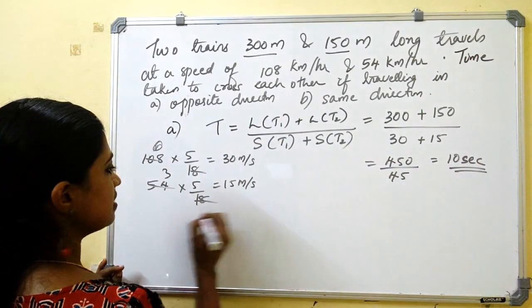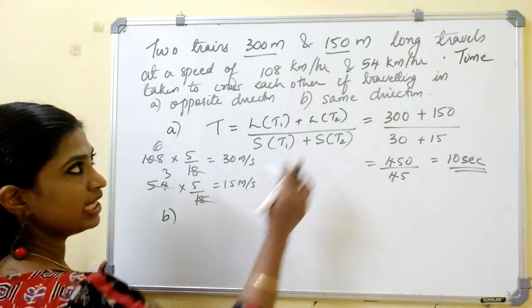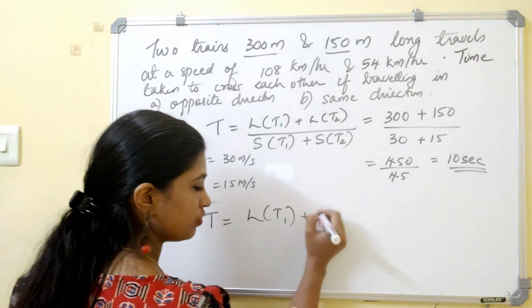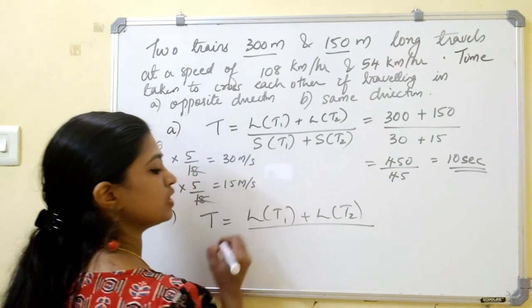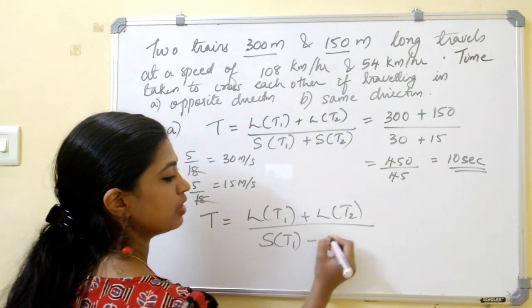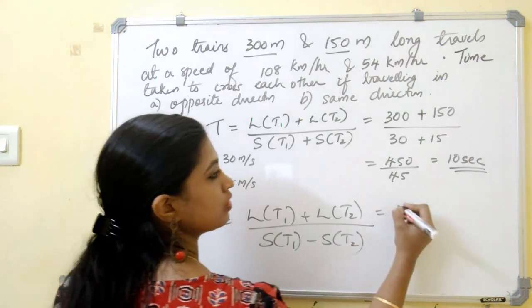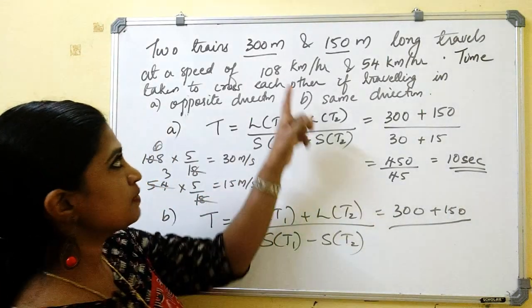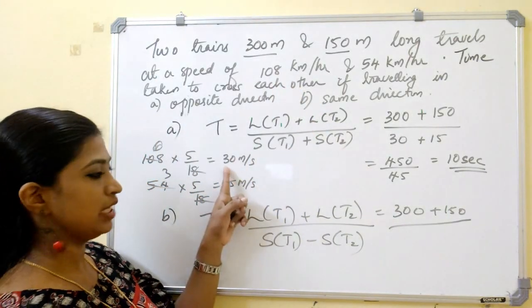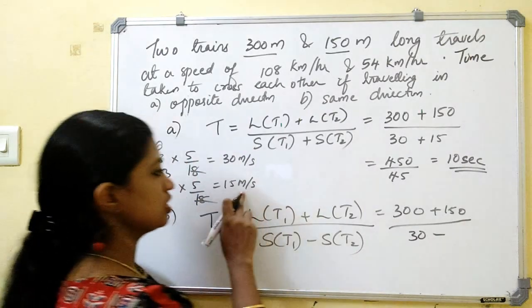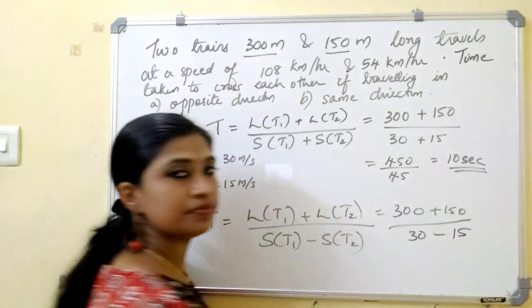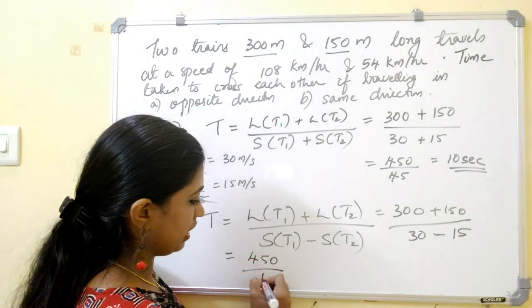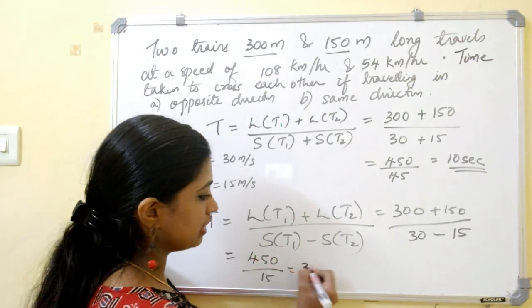The second case is both the trains are traveling in same direction. So time taken is given by length of train 1 plus length of train 2 by difference of the speeds. So speed of faster train minus speed of slower train. 300 plus 150 by this higher speed is 108 km per hour, which is 30. So 30 minus slower speed, which is 15. So 450 divided by 15, which is 30 seconds.